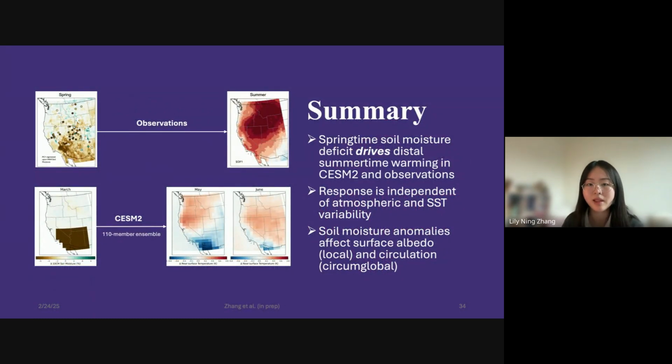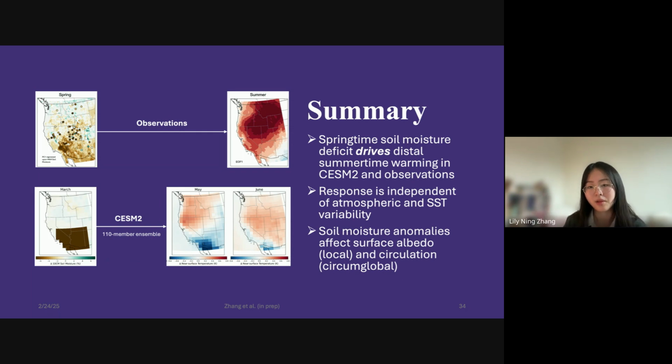So I'm going to stop here and summarize. What we're showing, in both models, in CESM2 and in observations, is that springtime soil moisture deficit can drive summertime warming in distal regions. And we find that this response, because of the way we set up our experiments, is independent of both atmospheric and SST variability. So it's solely due to land-atmosphere coupling.